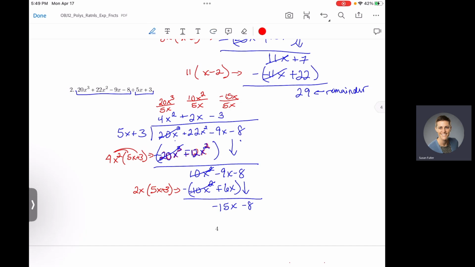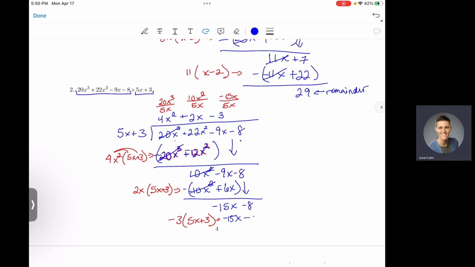And so now I'm going to take that negative 3 from my quotient, multiply it by my whole divisor, and we get negative 15x minus 9, and we're going to subtract that whole thing. So negative 15x minus a negative 15x, that becomes plus 15x. Those cancel. Negative 8 minus a negative 9 becomes negative 8 plus 9. That becomes a positive 1.